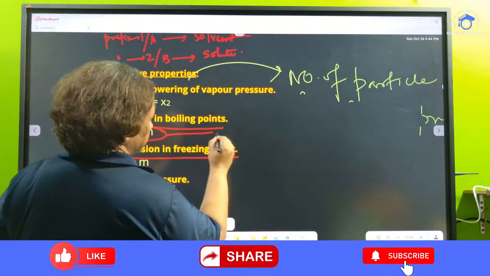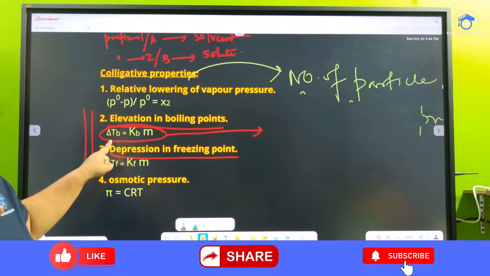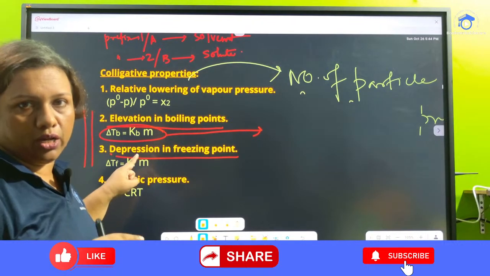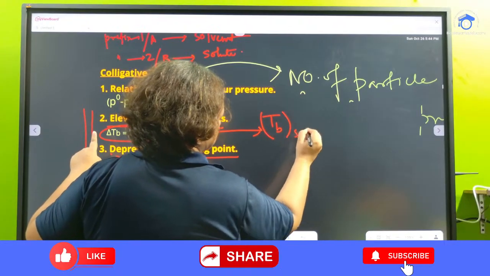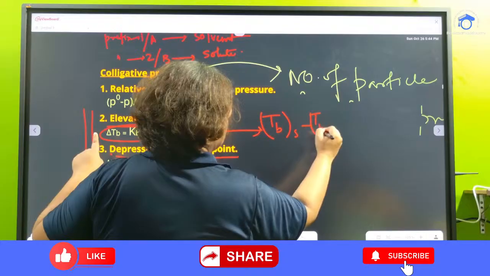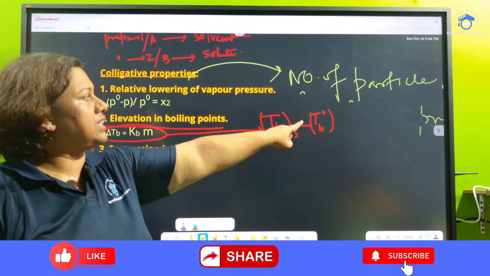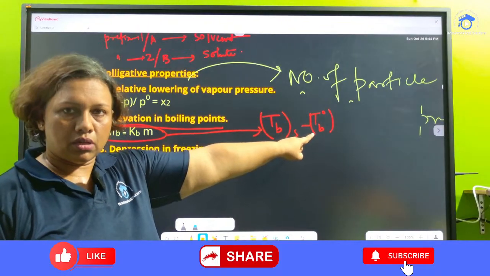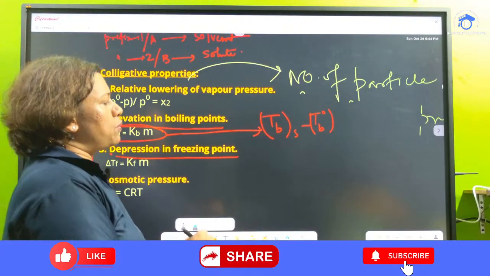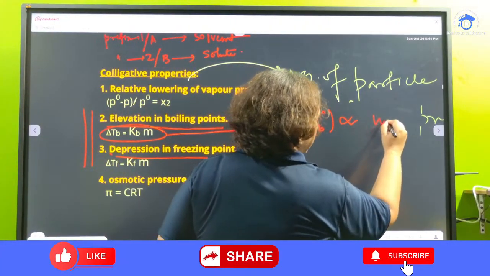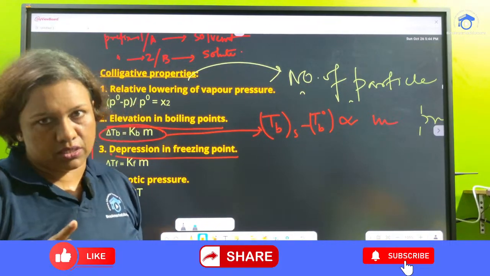What is that? Now delta TB is elevation in boiling point. Mark my word, elevation in boiling point. That means this is the boiling point of solution and this is the boiling point of pure liquid. Water जो solvent होता है, ठीक है, that is proportional to molality of the solution. That is proportional to molality of the solution.